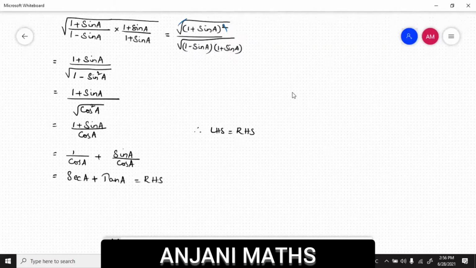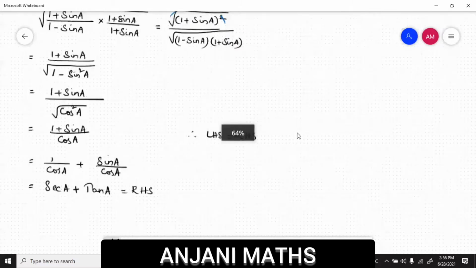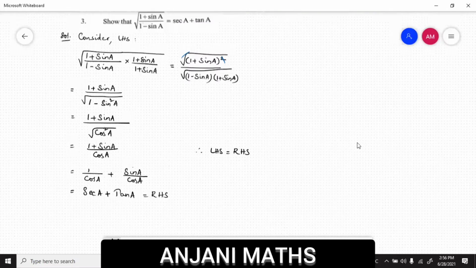And what is the algebraic identity we used here? A minus B into A plus B equal to A square minus B square. So you go through this problem once. First, we multiplied and divided with 1 plus sin A. Simplify it. Apply a trigonometric identity, first one. Later, we showed it as equal to right hand side. So let us move to the next one.